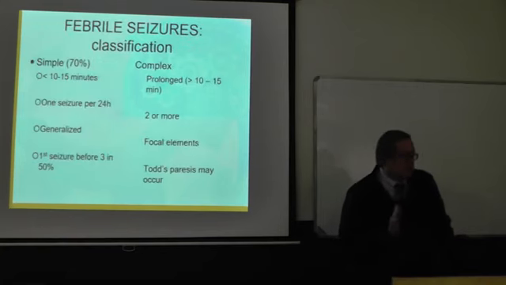This is critical. We need to decide whether this child's febrile seizure was simple or complex. So simple means less than 10 to 15 minutes, one seizure per 24 hours, that it was generalized, and usually the simple types occur before 3 years of age. Whereas if it's complex, it lasts longer, it's more focal, there are more focal elements. The child may have transient paresis, Todd's paresis, afterwards.